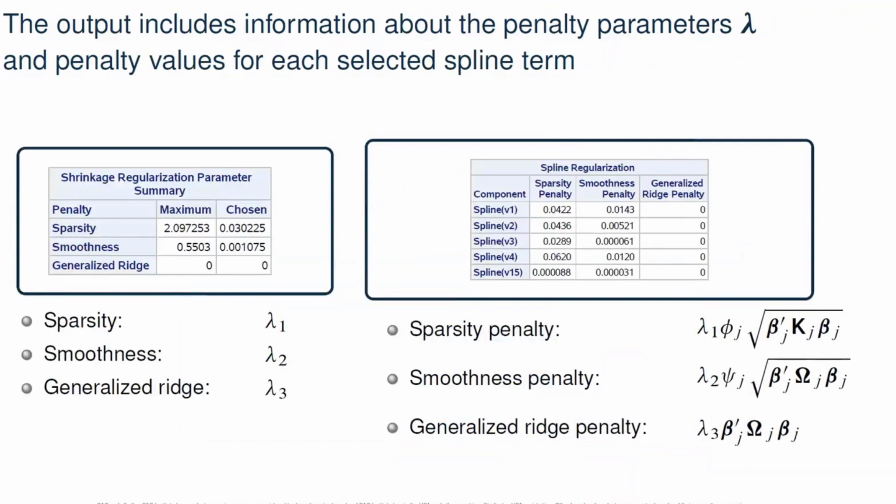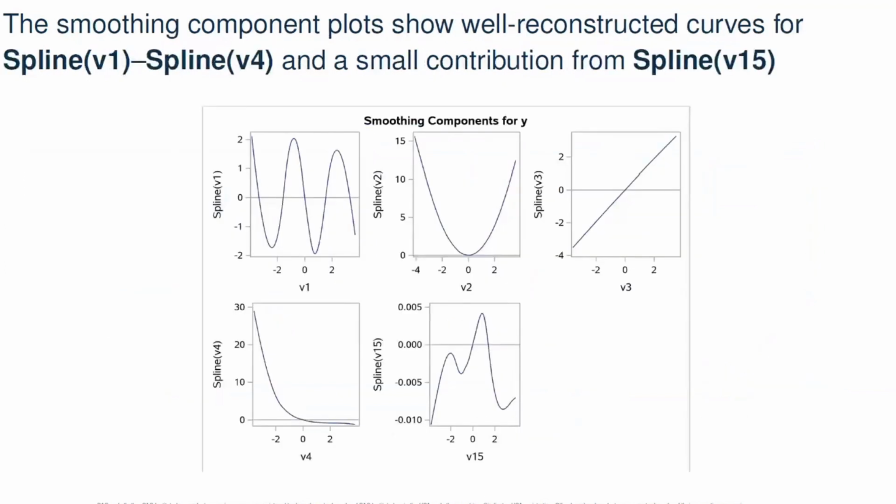By default, 2 tables are produced to summarize the penalty information for the selected model. The regularization parameter summary table displays the information about the tuning parameters, lambda 1 to lambda 3, and the spline regularization table shows the penalty specific to the selected spline terms. These involve the lambda values, the spline-specific weights, phi and gamma, and the penalty function values. The smoothing component plots for this model show well-reconstructed curves for the variables v1 to v4 and a small contribution from the one selected noise term.